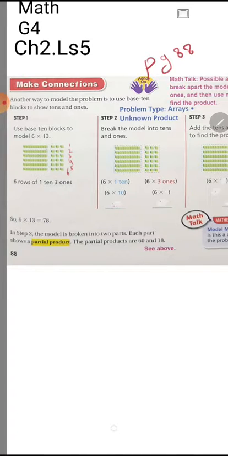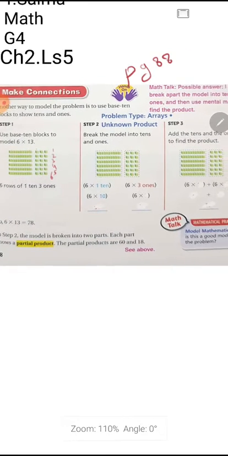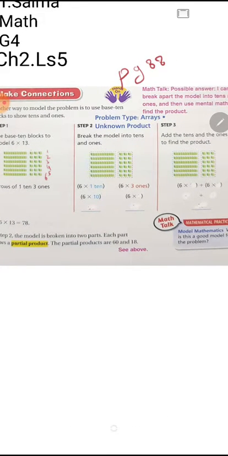So I have 6 longs, because I have only 1 long, so I repeated it 6 times. And I have these 3 small cubes. I will repeat these 3 small cubes also 6 times. Okay, now let's see in step 2 what we have to do.